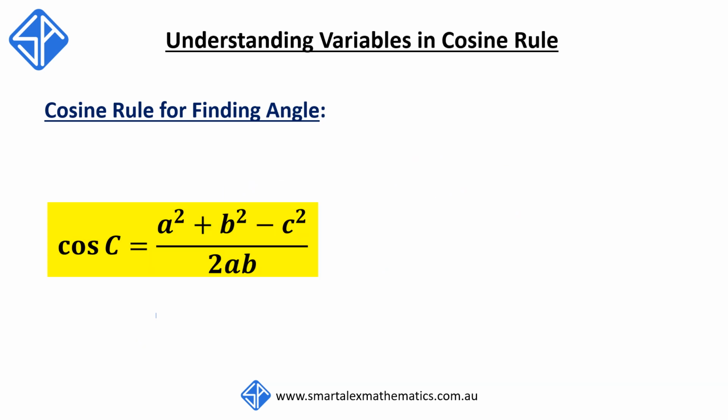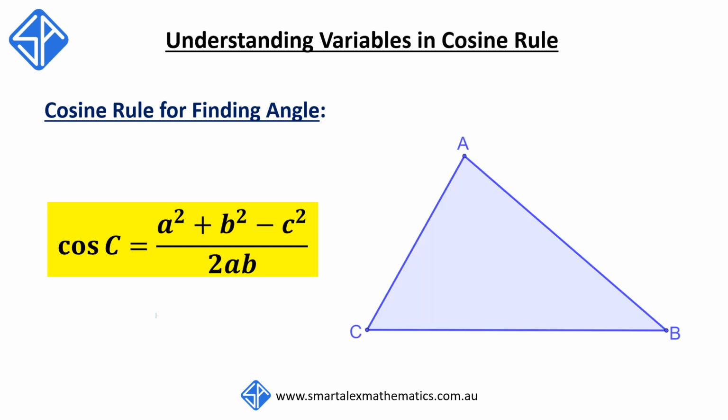Now that we have derived the cosine rule formula for finding angle, the next step is to understand what each of the variables in this formula stands for. Consider an arbitrary triangle, triangle ABC. The convention is that we use capital letters to represent the vertices. For example, vertex A is denoted using capital A, vertex B is denoted using capital B, and vertex C is denoted using capital C. We use lowercase letters to represent the sides.